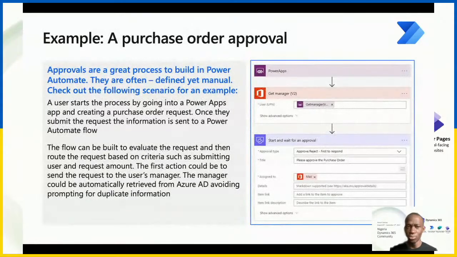So this is a scenario: a purchase order approval. Approvals are a great process to build in Power Automate. They are often well defined yet manual. Check out the following scenario, for example.